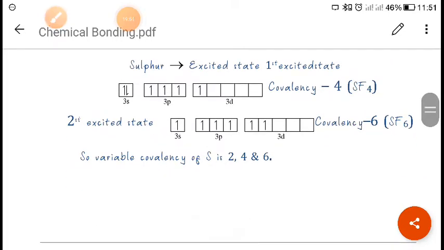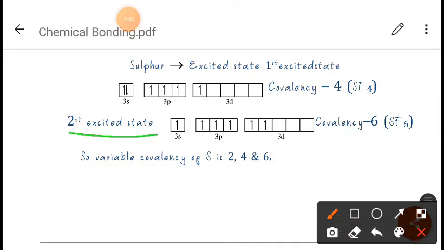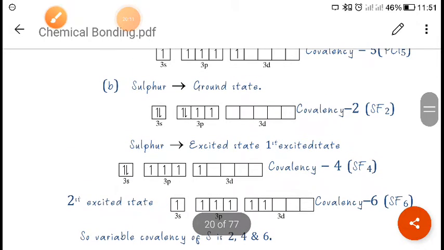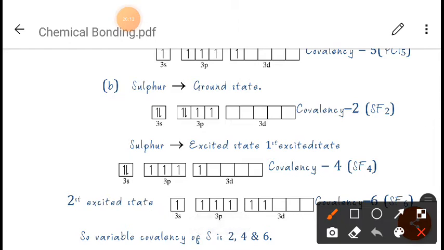Now again, the second excited state. If it goes into a second excited state, the electron from the s orbital will jump into the d orbital like this. At that time its covalency will again change to 6, as you can see here. I hope you are understanding this. In the first excited state, the electron which was present in the 3p jumps to 3d. But in the second excited state, the electron which was present in 3s will also jump to the 3d, right?